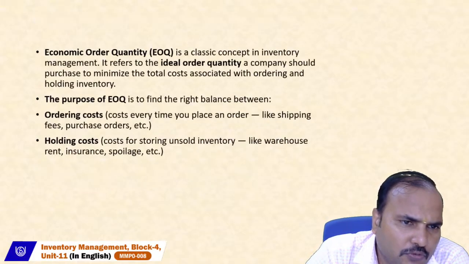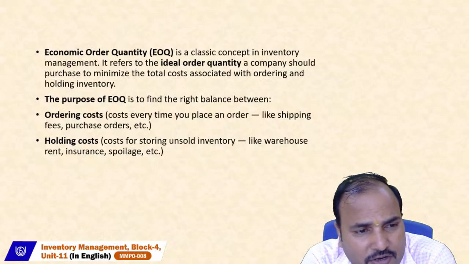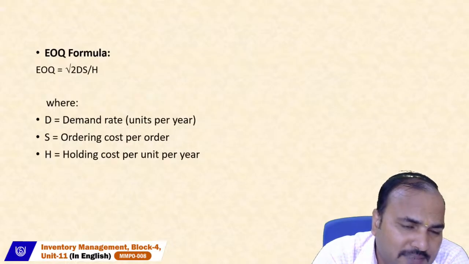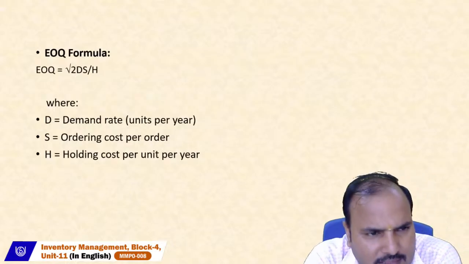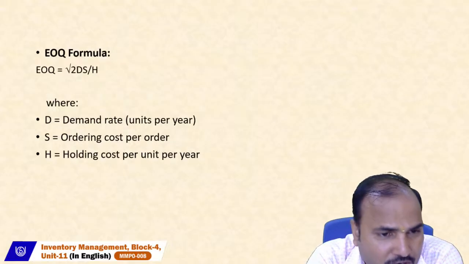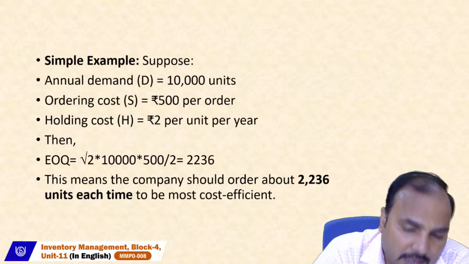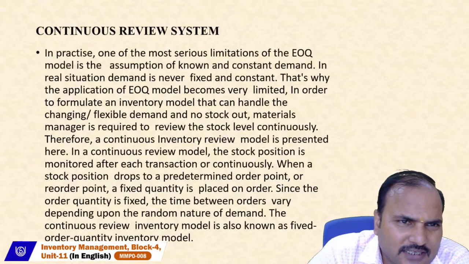And the purpose of EOQ is to find the right balance between the ordering cost and the holding cost. And the formula for EOQ is the square root of 2DS by H. Here D stands for demand rate, S stands for ordering cost per order, H stands for holding cost per order. And one problem we have already discussed.